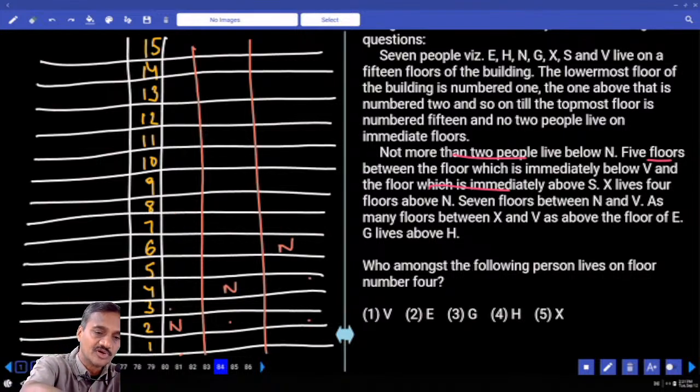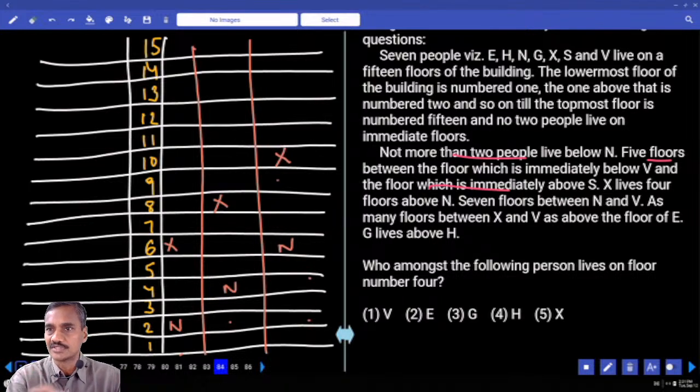That means in between, how many must be there? Only 3. Above the 4th floor. That means 1, 2, 3, 4, X must be here. Now here in this case, 1, 2, 3, 4, X is here. Next in this one, 1, 2, 3, 4, X is. Are you getting this one or not? And 10th floor. X can be either 6, 8 or 10.